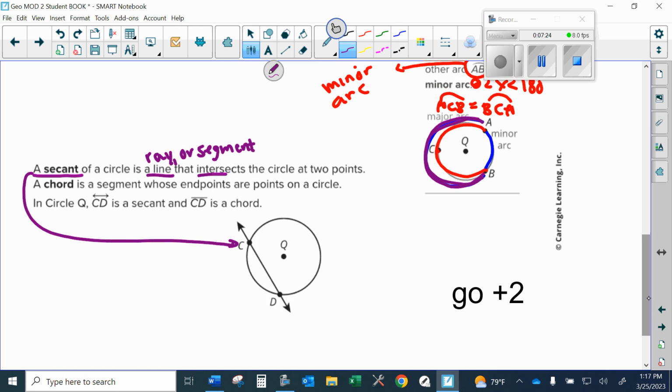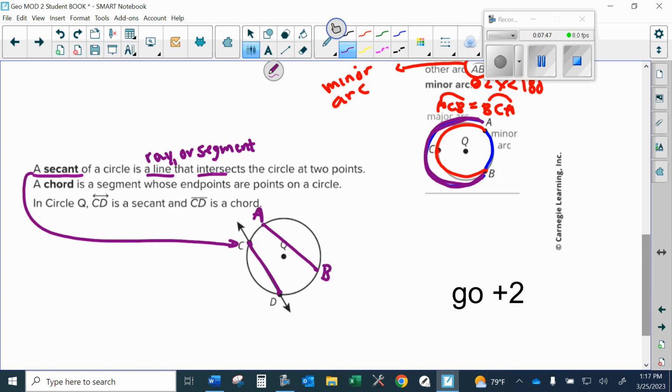A chord is a segment whose endpoints are on the circle. So C to D itself is called a chord. If it goes past the edge of the circle, now it becomes a secant. Connecting any 2 points on the circle is called a chord.